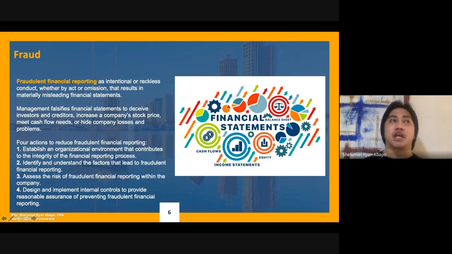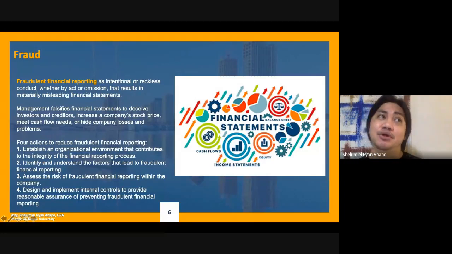The purpose of the falsification of the financial statements is really to deceive investors and creditors. And the purpose is to increase the company's stock price or to meet cash flow needs or hide losses. And ito yung naging problem ng Enron, kasi they've been incurring losses for quite some time na, mga parang 5 years. But they try to embellish their financial statements by hiding these losses. How were they able to do it? They set up shell companies in tax haven entities or tax haven countries, like, say, British Virgin Islands or Cayman Islands or the Barbados. And then, lahat ng losses nila, charge nila sa mga shell companies.